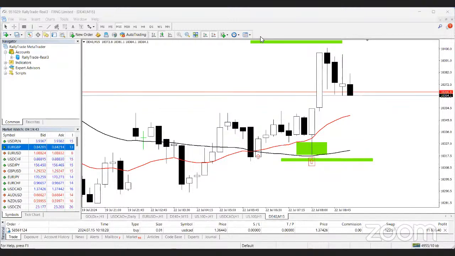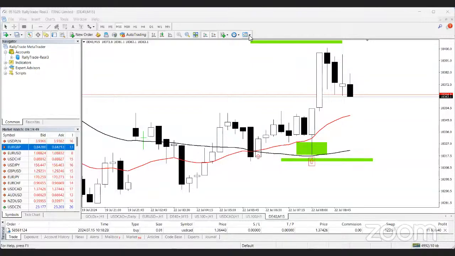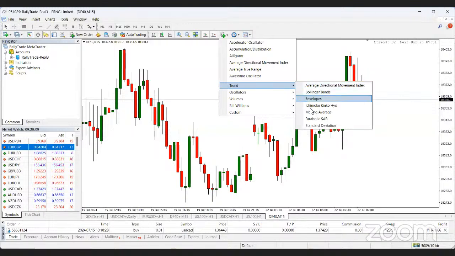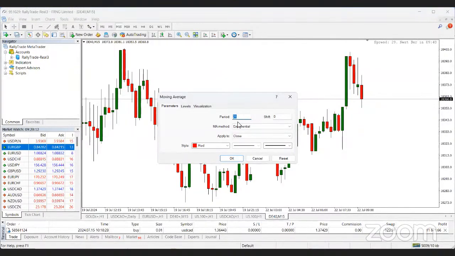It's simple. Let me show you. I'm using a laptop, not a phone, but let me show you how it's done. Let us say that I have a clean chart like the one you have, and then I have a moving average. I can call moving average from the indicator list, click on trend and click on moving average, and then I can pick the first one, which will be 21 exponential.